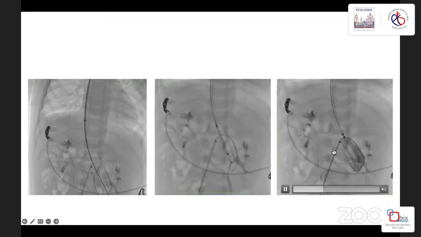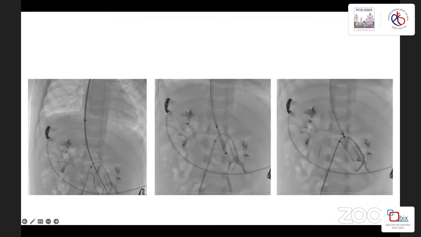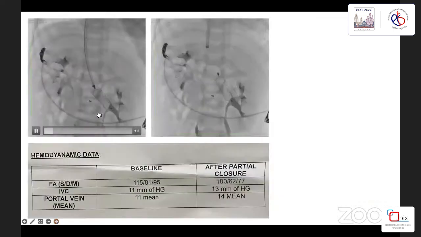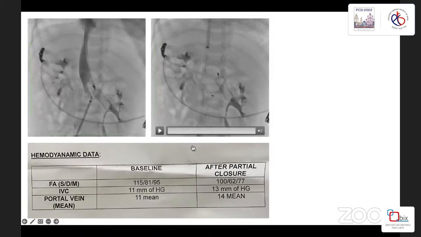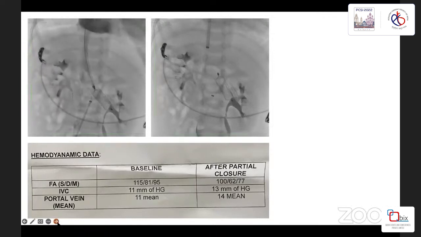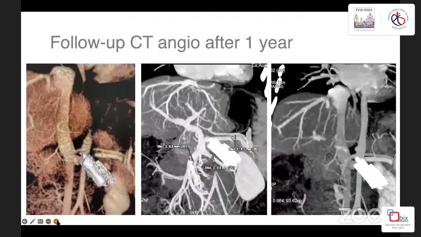So after that, we checked the pressure again. We checked the position of the device. You can see that the inferior vena cava is normal and the device is perfectly positioned. So these are the hemodynamics after the procedure, and we followed the child. Ammonia levels reduced over a period of time, and follow-up CT scan was done exactly after 1 year.